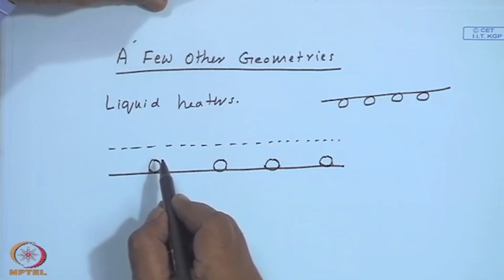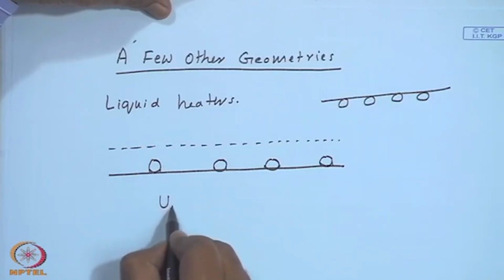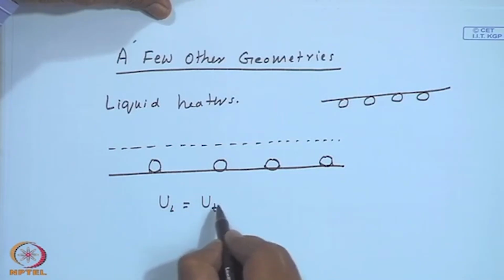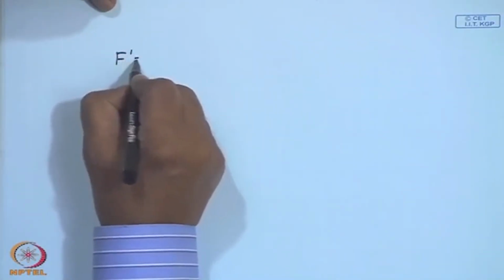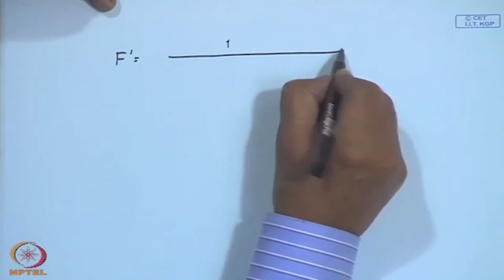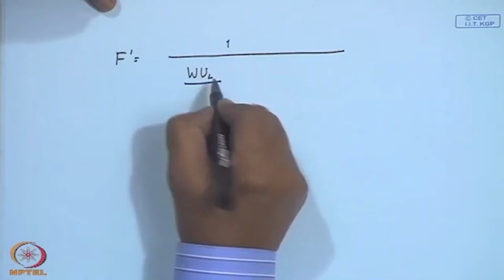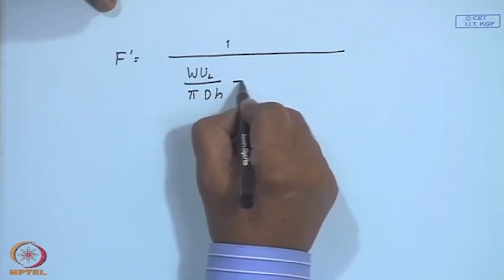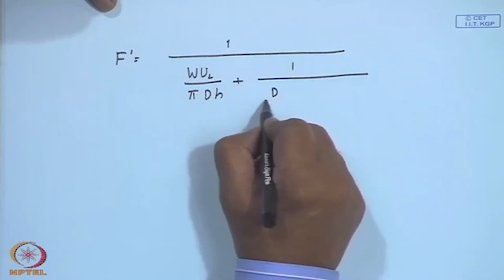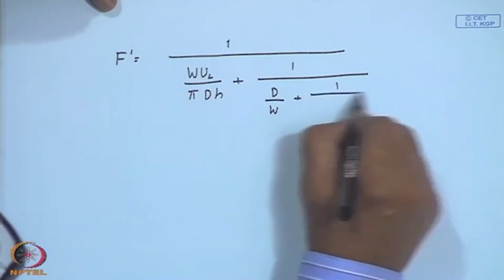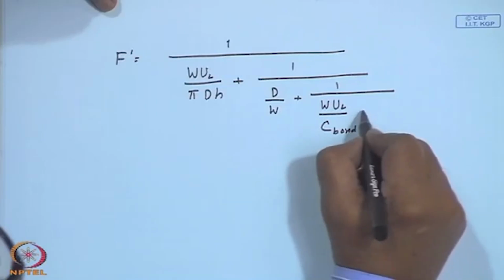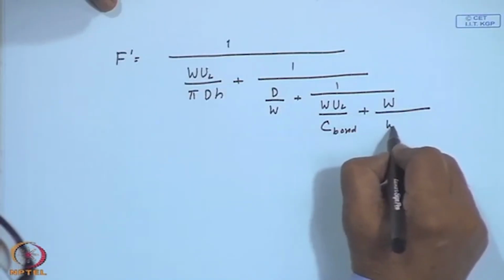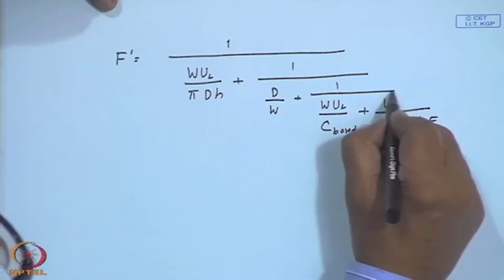And of course, here because it does not come into direct contact with the heat losing surface, UL is UT plus UB, and the collector efficiency factor is given by this, which is very similar to what we have worked out. The notation remains the same.